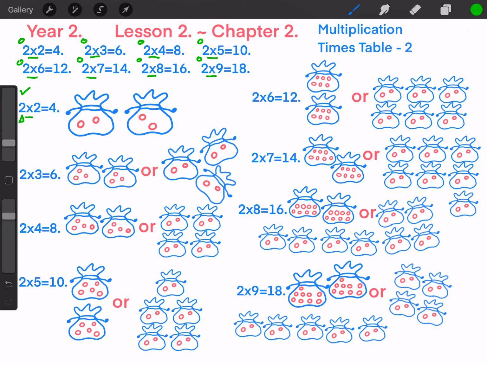There are two bags. Bag 1, bag 2. In each bag, there are two marbles. Two marbles in bag 1, two marbles in bag 2. So totally we have 4 marbles. That's 2 times 2 equals to 4. Two bags and two marbles in each bag. Totally, there are 4 marbles. 2 times 2 equals to 4.